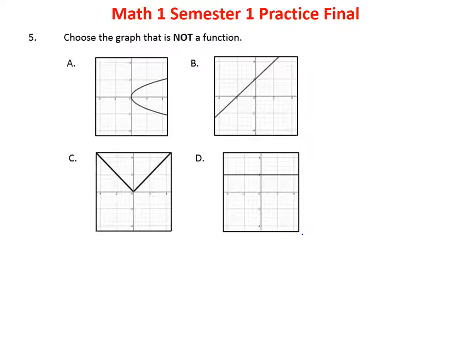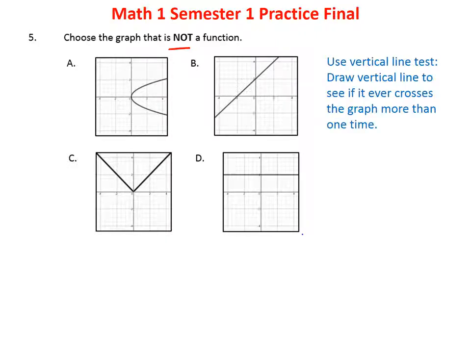Problem number 2 asks us to choose the graph that is not a function. One thing about a function is for every x, there's only one y. When you have a graph, what we use is the vertical line test. Draw a vertical line to see if it ever crosses the graph more than one time. Well, you notice on the first one, A, it crosses it twice. We immediately know that is not a function, and that's our answer.